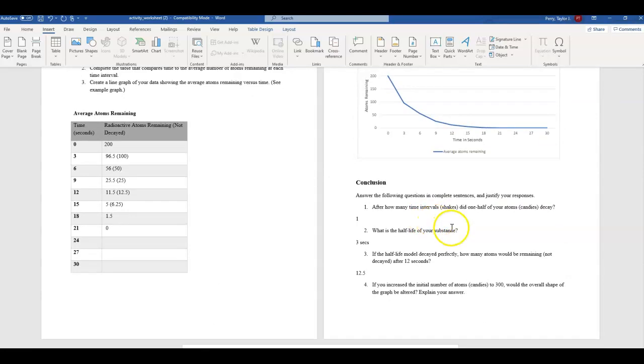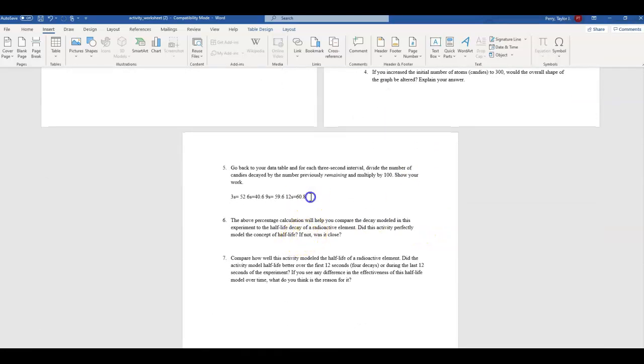Basically what they're trying to show you is that this number should be around 50%. Obviously, mine is sort of an average of 50%, right? Like here it's 52, here it's 40, 59, 60. If you added these up and averaged them, you should get around 50-ish. And it's going to ask, did this activity perfectly model the concept of half-life? Well, these numbers should have all been 50. If this was perfect, these numbers would all be 50. So obviously, it did not, and that's where you're going to put it. It did not perfectly model the concept of half-life. I'd say it was relatively close, though.